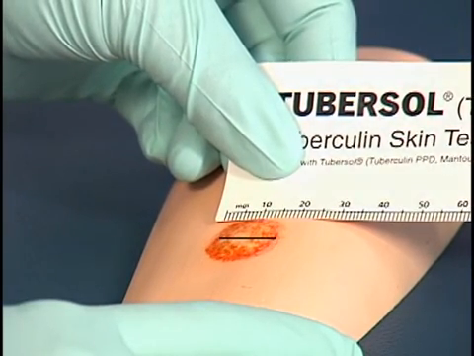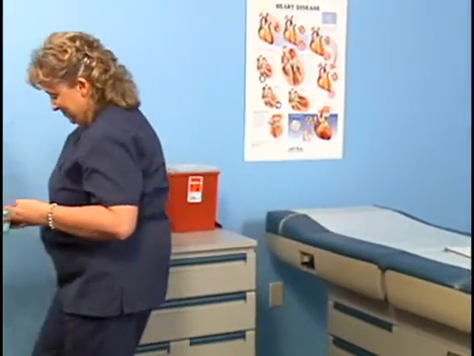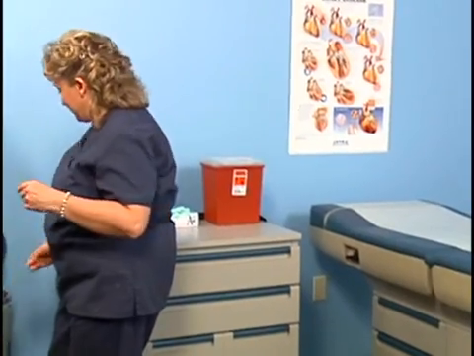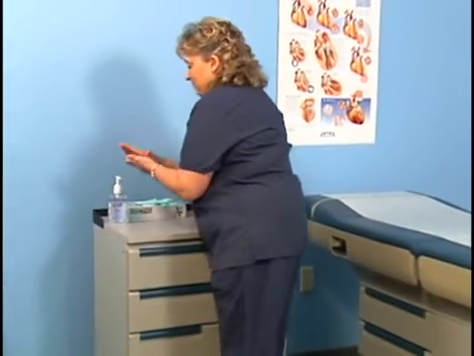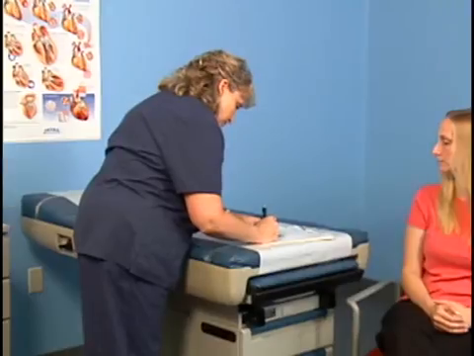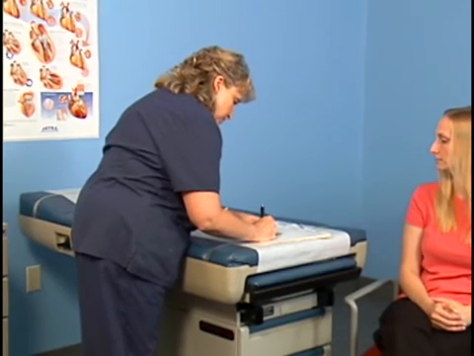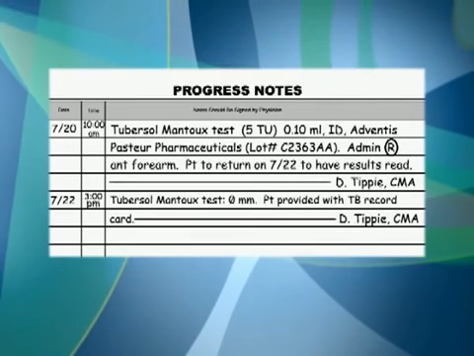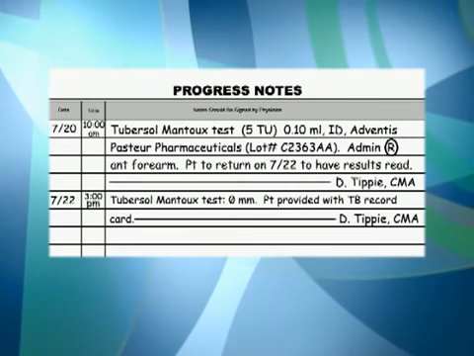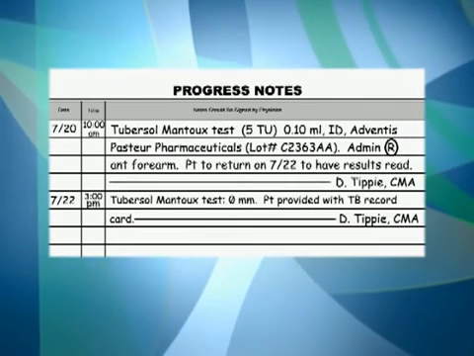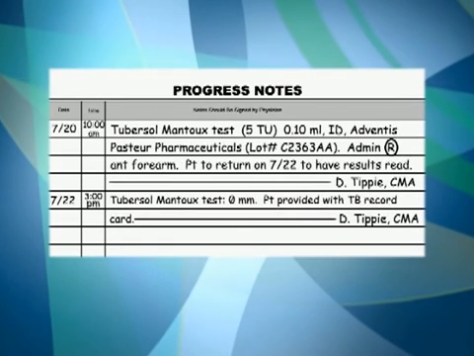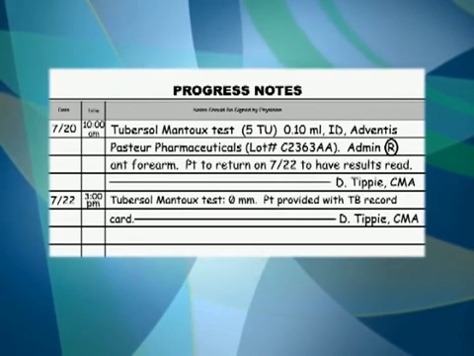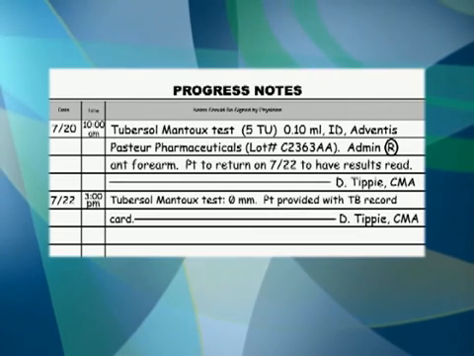If the MAN2 test is positive, inform the physician. Remove your gloves and sanitize your hands. Chart the results. Include the date and time, the name of the test, which is MAN2, the brand name of the medication, which is Tubersol, and the test results recorded in millimeters. Since Audrey had no induration, 0 millimeters is recorded.